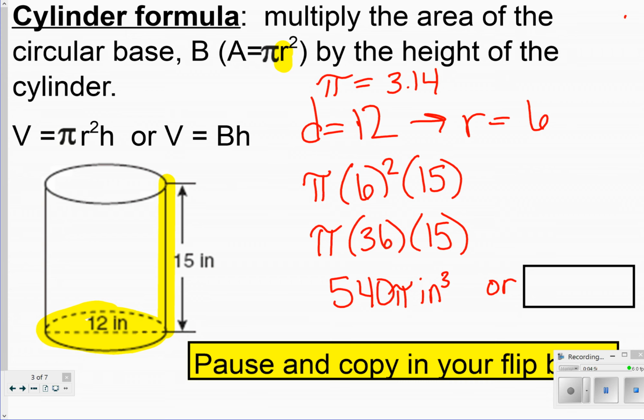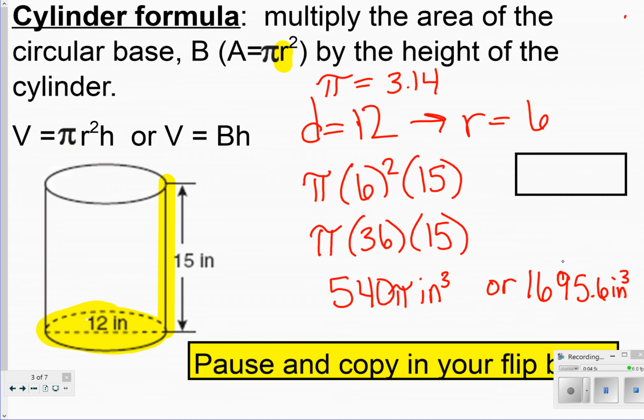Or we could have used pi is equivalent to 3.14 to figure it out and find that calculation. That would be 1,695.6 inches cubed. And if you notice, the pi symbol is missing, and that's because we went ahead and used the calculation for pi, the estimated calculation for pi, to find our value. Go ahead and pause the video and copy this information into your flipbook.